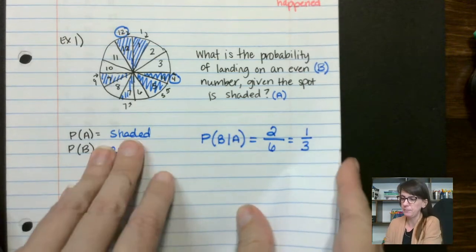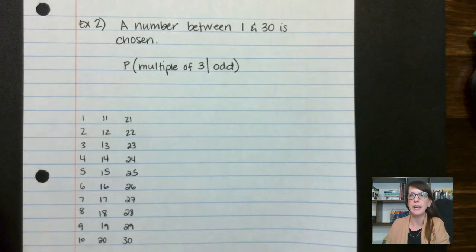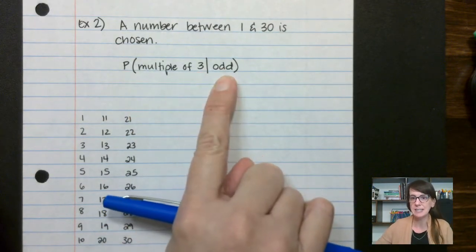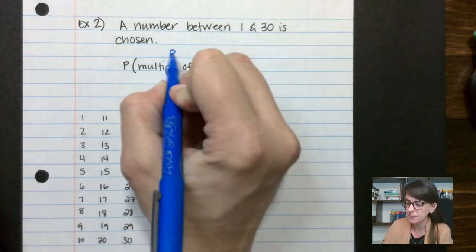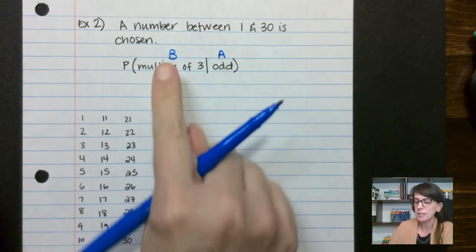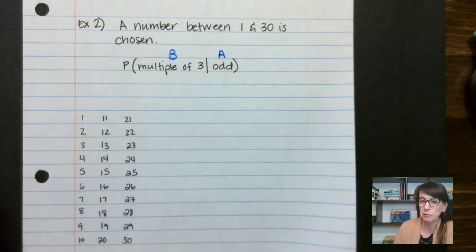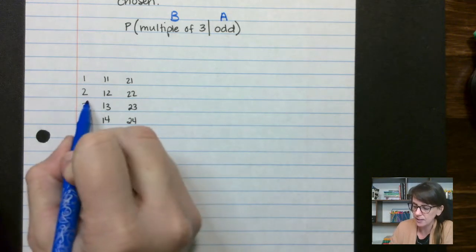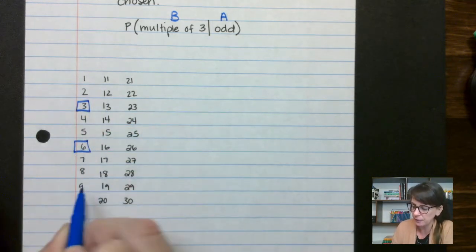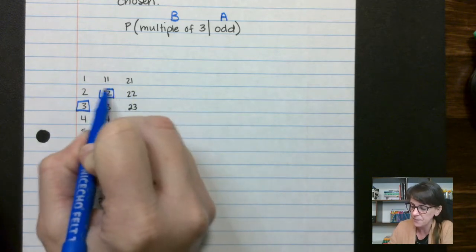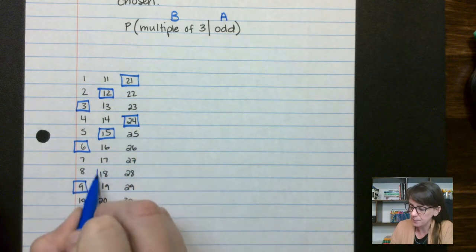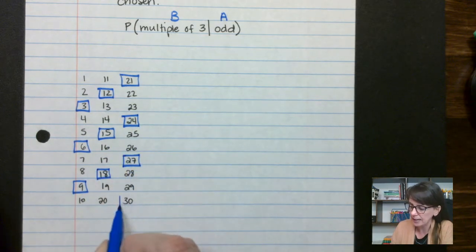Let's try another one. All right, so let's say we pick a number between 1 and 30. What is the probability of a multiple of 3 given that it is odd? Remember, this is your B and this is your A. So I want something that fulfills both of those requirements. Well, first, I listed all the numbers 1 through 30 here, and I'm going to go through and box in my multiples of 3 so you can see. 15, and we've got 24 here, 18, and then 27 and 30.